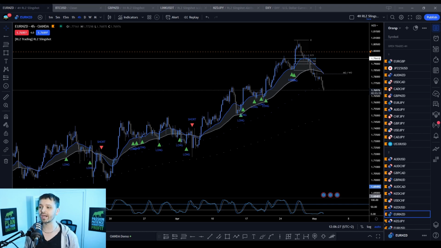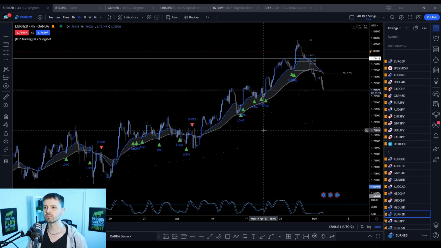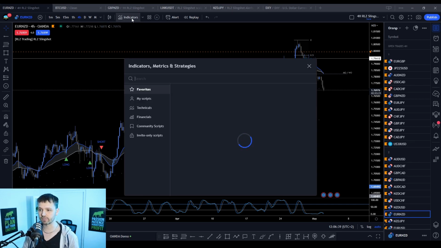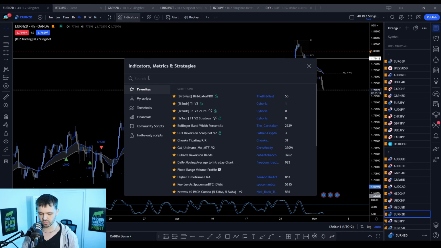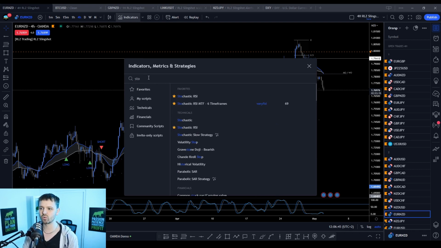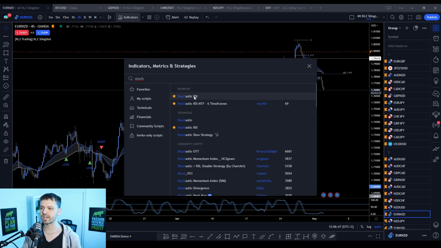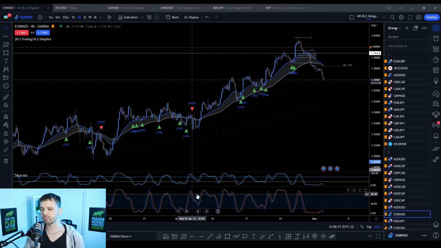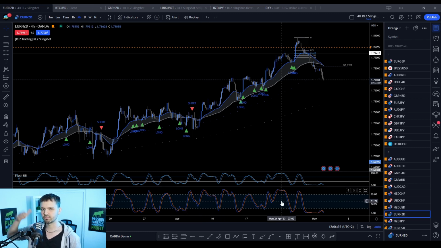But today I want to show you how I use the stochastics in my system. So let's first look at how we are going to add this to the chart. This is a free indicator inside TradingView. All you have to do is click indicators up here, search for stochastics or STOCH, and then you have stochastics RSI right here, and you will see that you'll have something pop up down here.